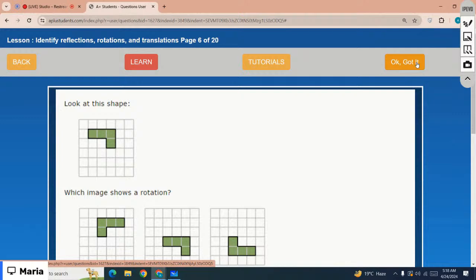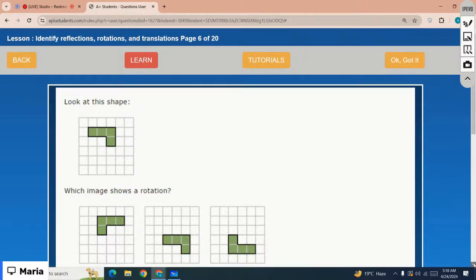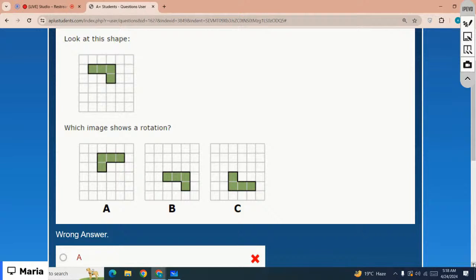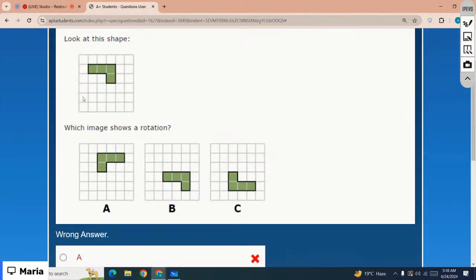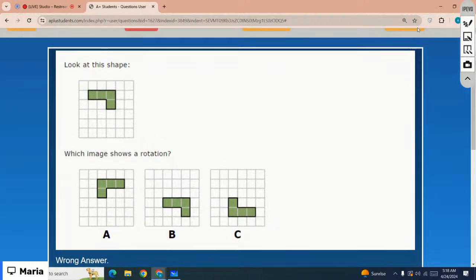Look at this shape. Which image shows a rotation? Which is the correct option? Okay, not A. C is the rotation. Hold on. Yes, C is the rotation. Sorry, I thought A. Okay, got it.